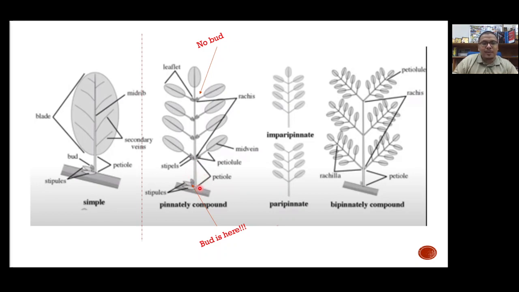If we go down and look at the base, you can find there is a bud over here. So that tells us what we have. This whole thing here is a leaf, and the divisions here are the leaflets.